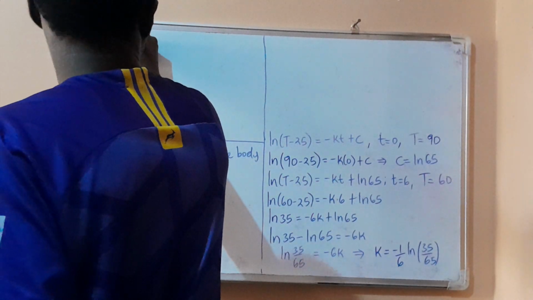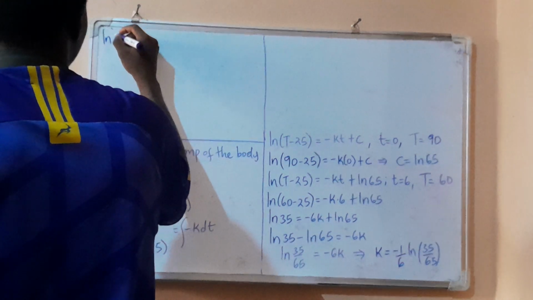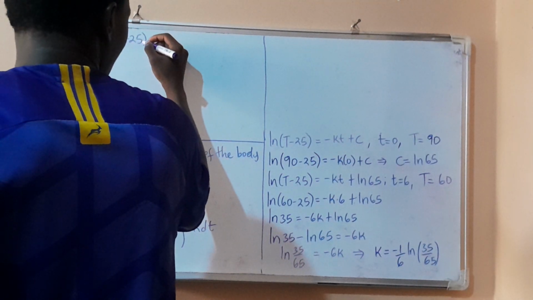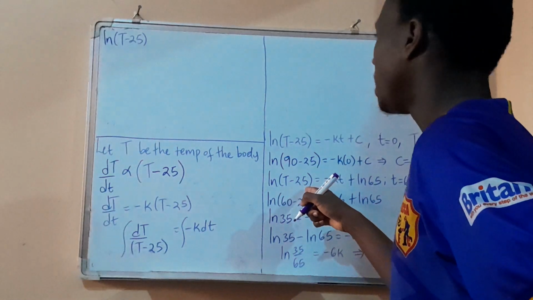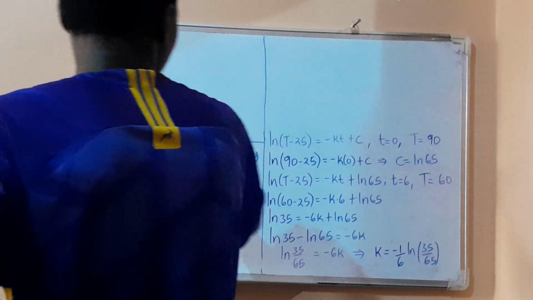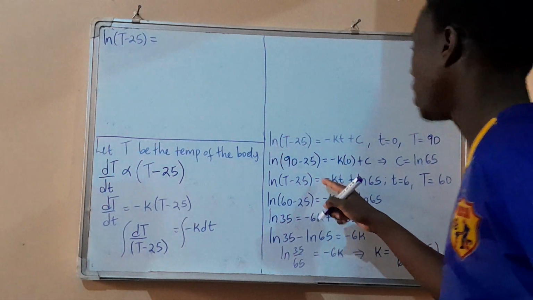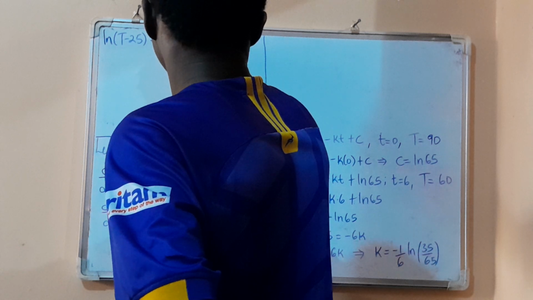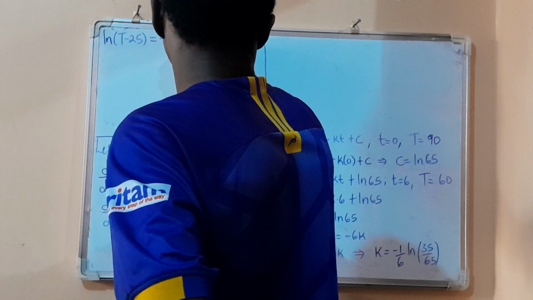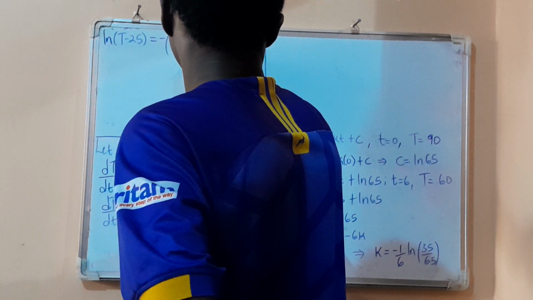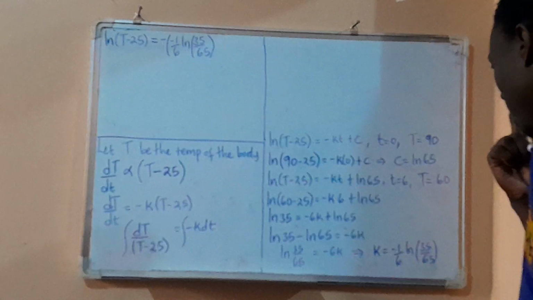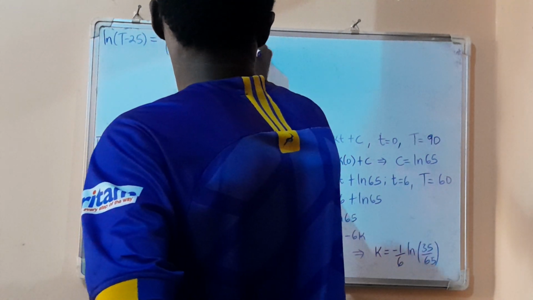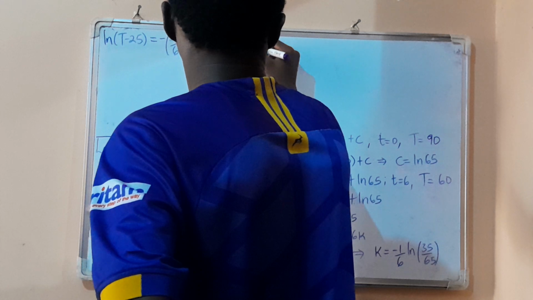We shall have natural log t minus 25. This is equal to k negative, then times k, which is negative 1/6 natural log 35/65, then times t, so we have this multiplied with t, then plus natural log 65.